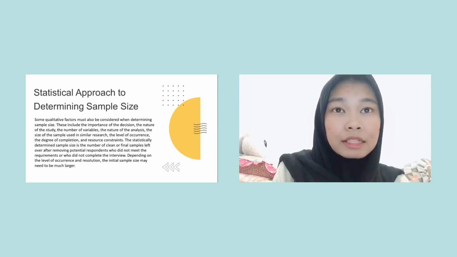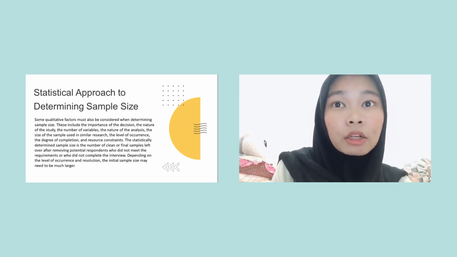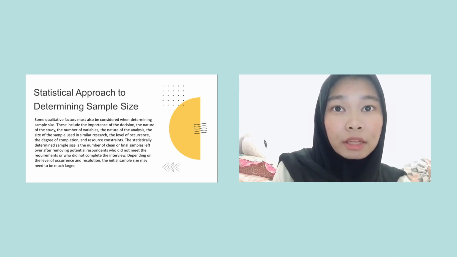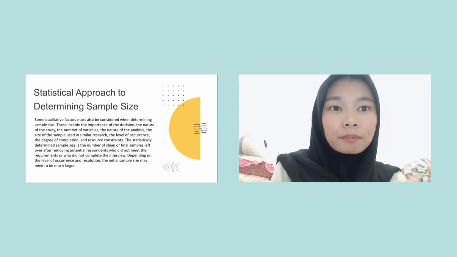constraints. The statistically determined sample size is the number of clean or final samples left over after removing potential respondents who didn't meet the requirements or who didn't complete the interview. Depending on the level of incidence and completion, the initial sample size may need to be much larger.